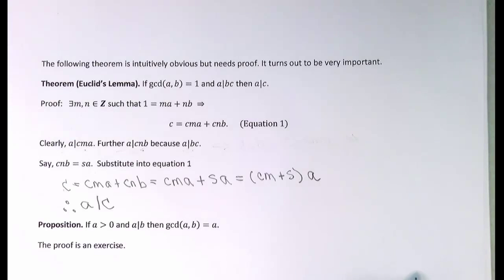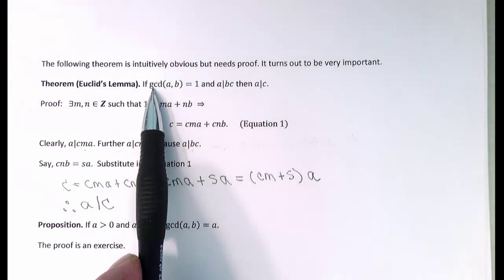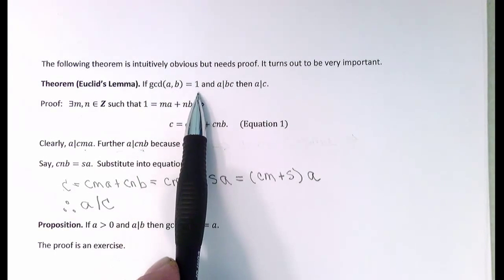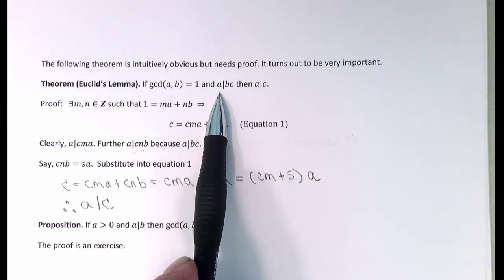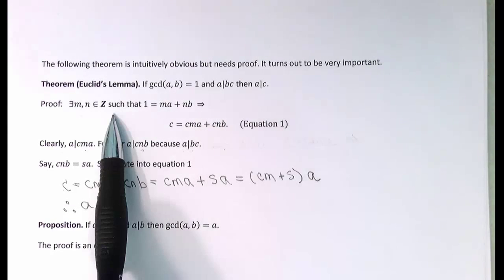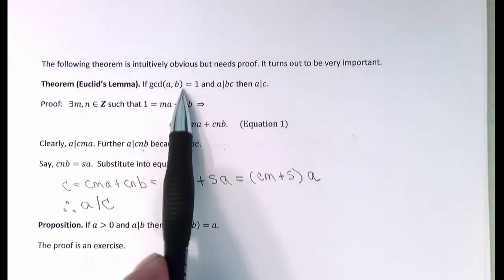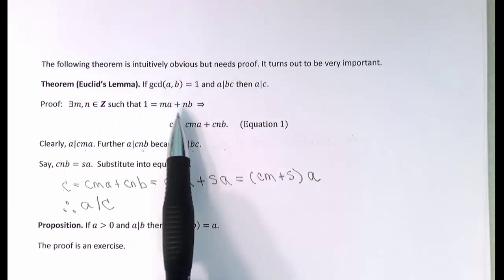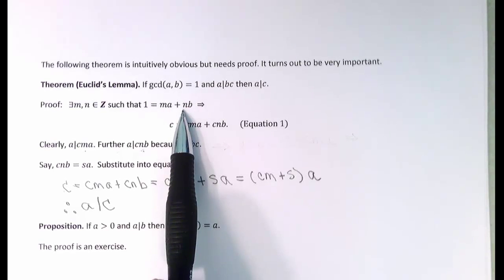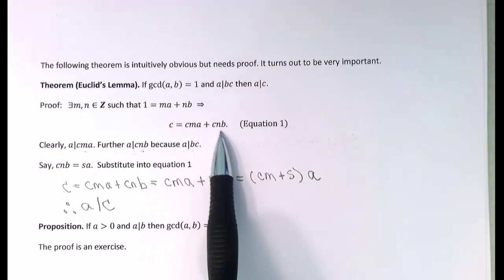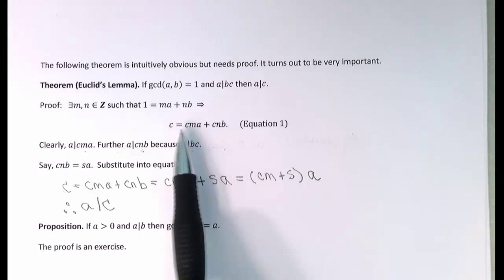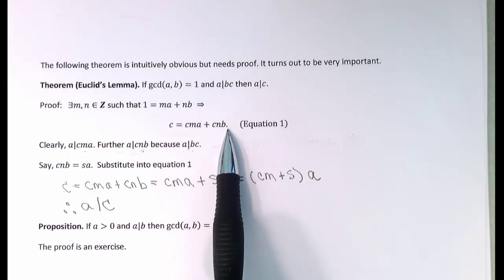We turn now to the proof of the well-known and very useful Euclid's lemma. If GCD of a and b is equal to 1, and a divides bc, then a has to divide c. For the proof, since we know that the GCD of a and b is equal to 1, it must be the case that we can find an m and an n so that the linear combination ma plus nb is equal to 1. Multiplying this through by c, we obtain this equation, c equals cma plus cnb.